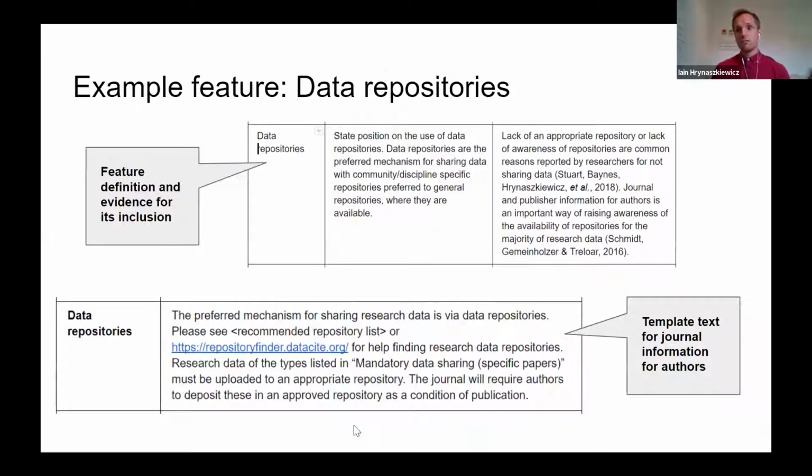A couple of other key features that are available from the initiative and within the paper is that we define what the features are to try to convey what they are, but also where it's available. So this is the top right-hand corner of this slide. We try to provide some research evidence as to why it's there. So why is it sensible to have information about data repositories in your policy?